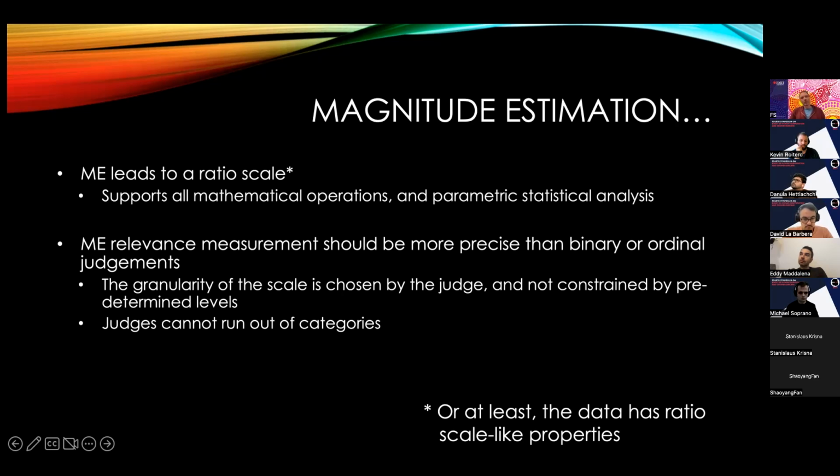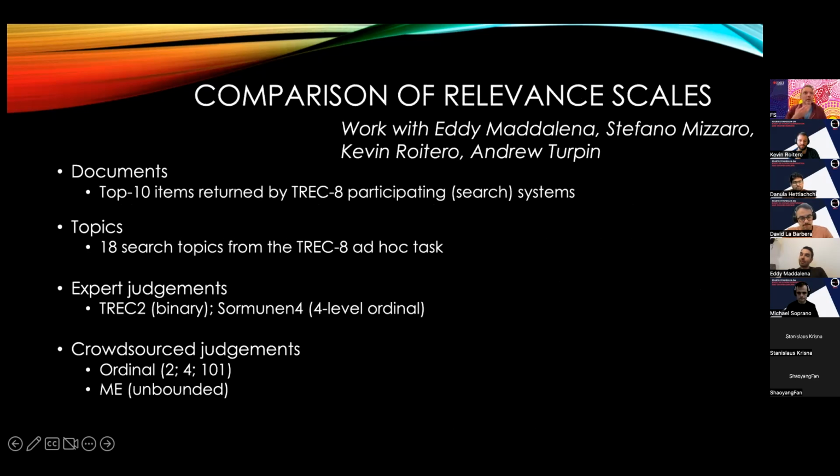Conversely, for an ordinal scale, suppose you see what you think is a really good document and you put it in the highest bucket, such as highly relevant on the 4-level scale. Later on, if you see an even better document, the only thing you can do is put it into that same highest bucket, right? You can't assign a higher number, whereas magnitude estimation, in theory at least, allows us to get around this kind of limit.